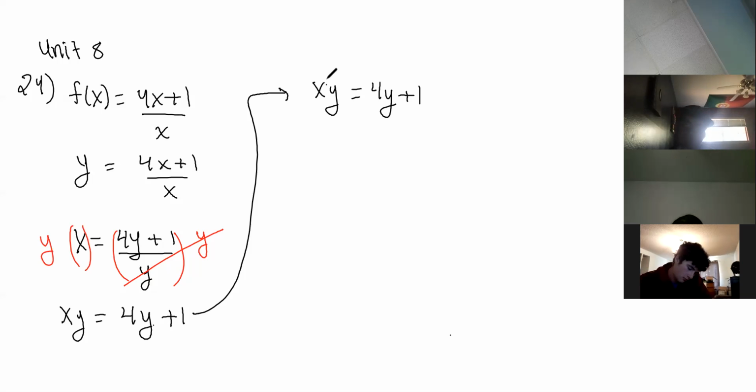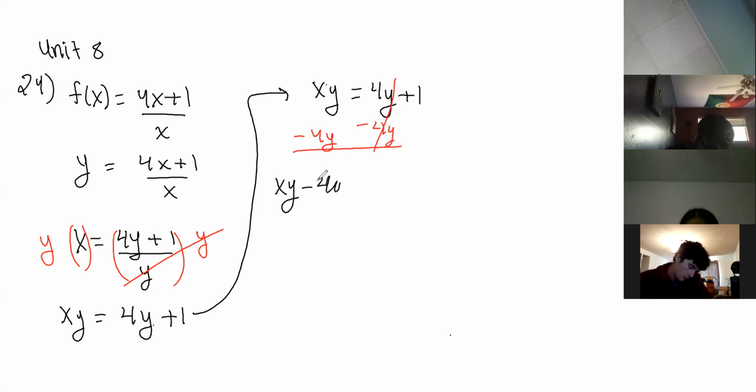Okay, so what would I do to kind of help with that? I'm trying to get y by itself. What will I have to do? Does anybody remember? Something with the y's. I want to get them to the same side. So I'm going to subtract the 4y. And they are not like terms, so the best I could do is xy minus 4y equals 1.